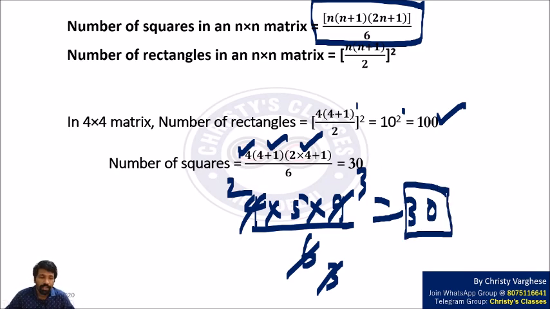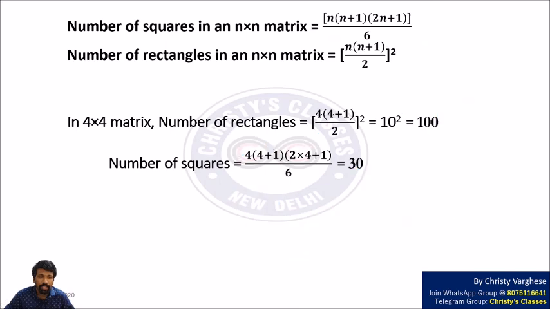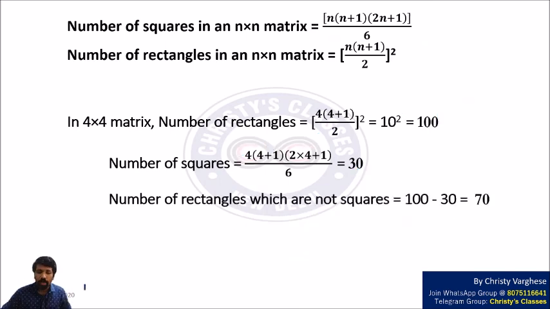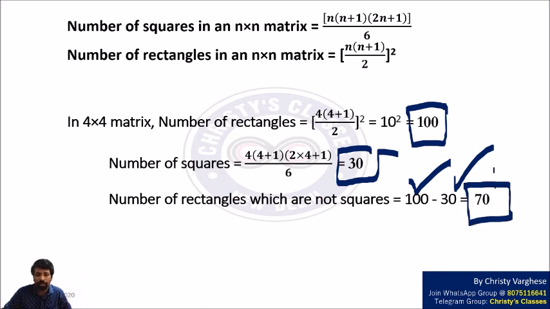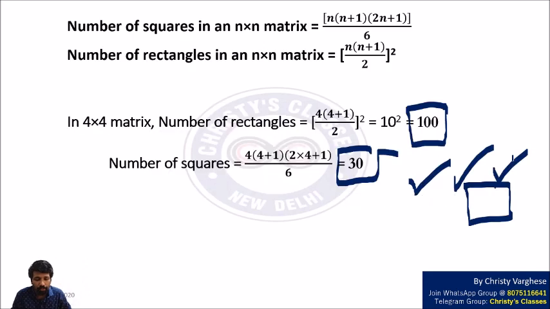Now what is the final answer? As the question is asking for rectangles which are not squares, you have to subtract these two. So 100 minus 30, 70 will be the answer. 100 rectangles minus 30 squares. So non-square rectangles, or rectangles which are not squares, will be 70 in number. So the final answer is 70. Option B, 70.